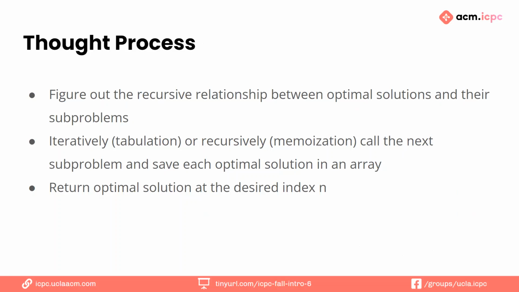These are all subproblems of finding the factorial of 5. And you can either iteratively or recursively, which are in reference to using tabulation or memoization, call the next subproblem and save each optimal solution in your array. Then at the end, you can return this optimal solution at your desired index n. And you also have to determine your base cases and implement them.